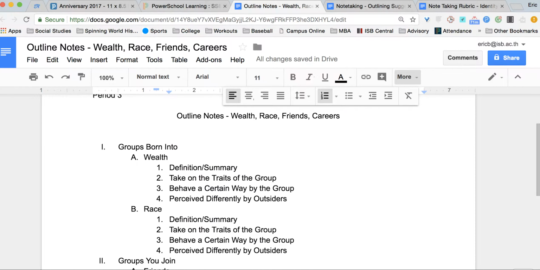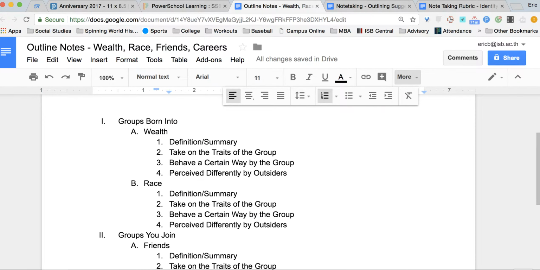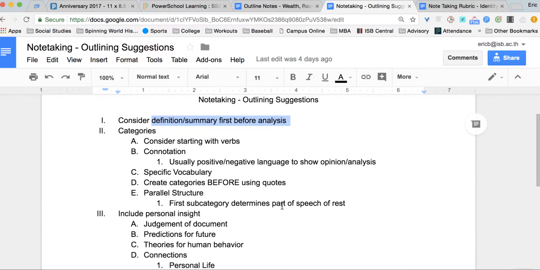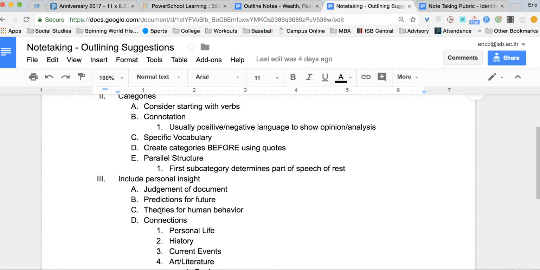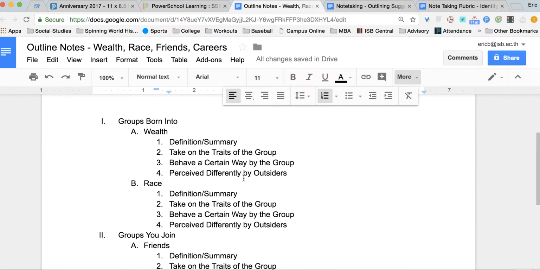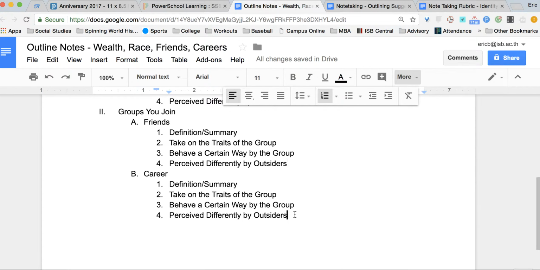Now, another thing a lot of you didn't do, if you look at the suggestions, is you didn't judge the document. You didn't analyze the document. So I'm going to put in a little section right away where I analyze the documents. I'm going to separate everyone else, document analysis. And as I introduce each document, I'm going to analyze it to see if it's valid or not.